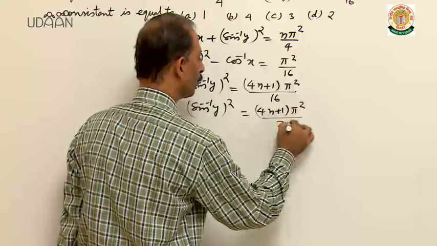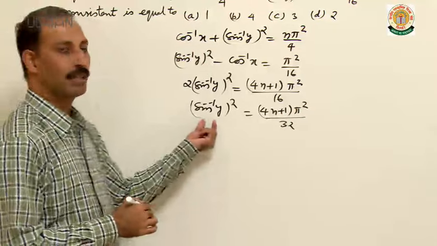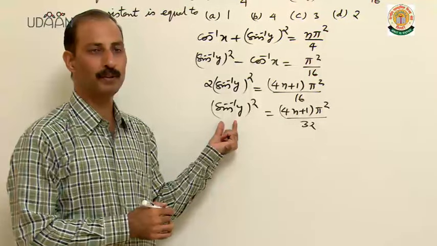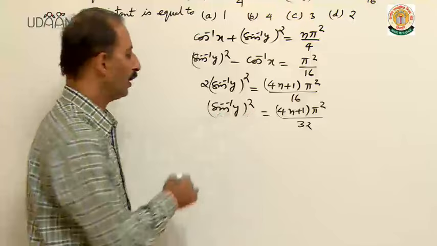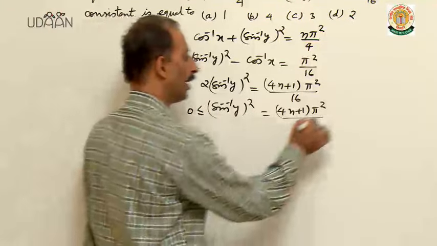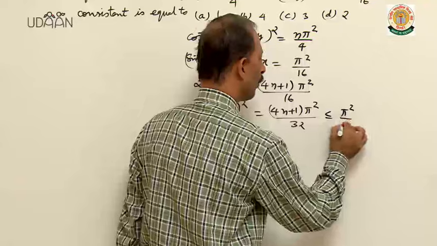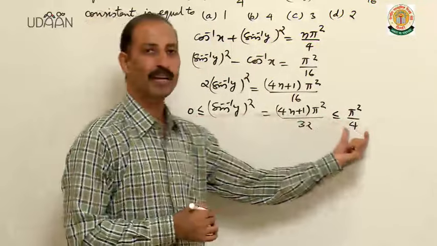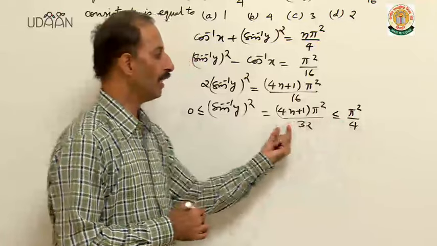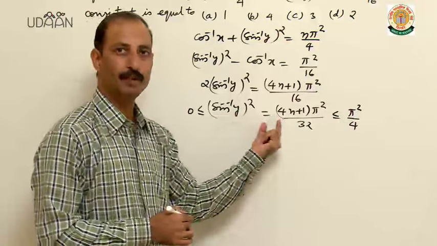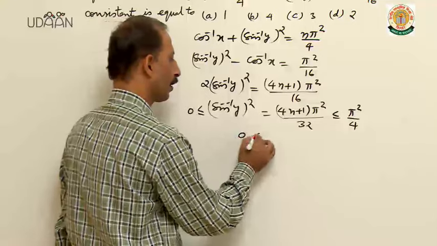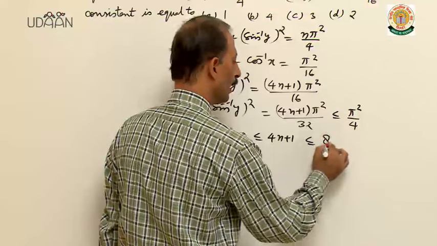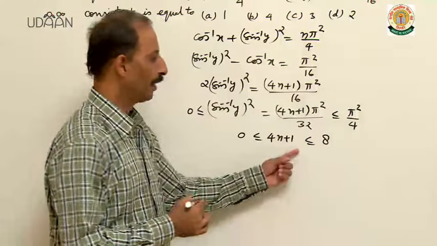upon 32. You know children, sin inverse y lies between minus pi by 2 and plus pi by 2. But square is there, so its minimum value becomes 0 and maximum value becomes pi square upon 4. So this value lies in the interval 0 and pi square upon 4. Now, if I multiply this inequation by 32 and divide by pi square, you will get (4n plus 1) multiplied by 32 and divided by pi square. You will get this one.